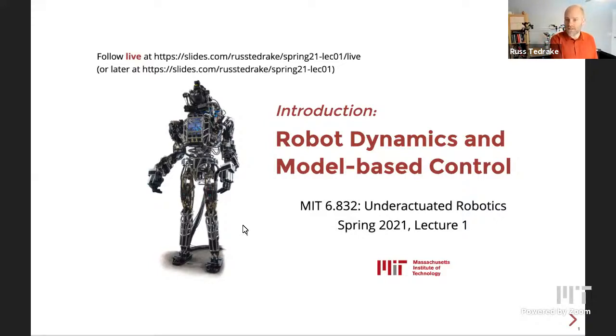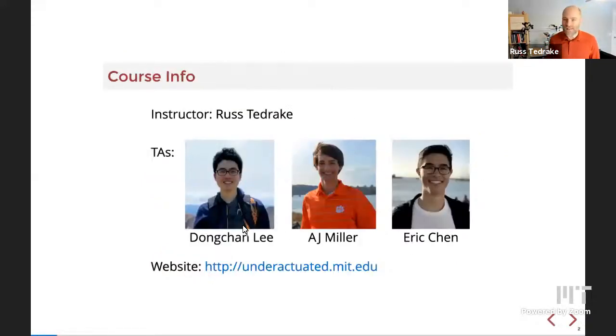I'm Russ, by the way. We have an awesome course staff. Dongchan, if you want to raise your hand. Hi, everyone. Dongchan works with Professor Slotine. He's a controls expert and will bring a real nice depth in mathematical controls and optimization to the class. AJ is in two places, but one of them can wave.